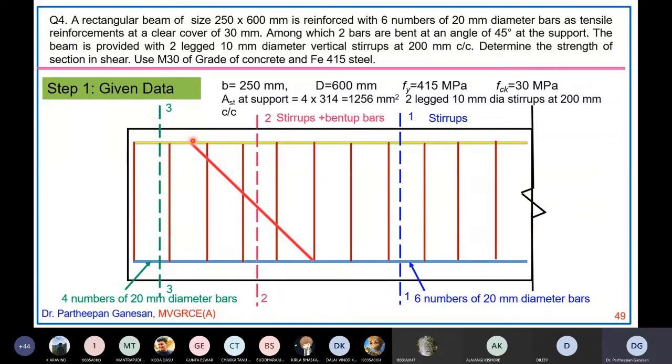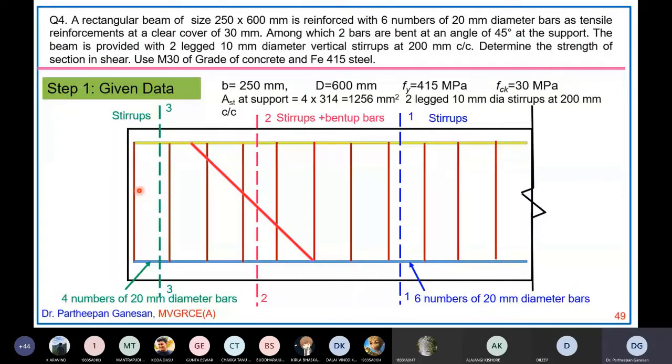So you see, at the top, the bend up bar is only here. It is not here like this. The bend up bar is not like this. So obviously, here also you have only stirrups. There is no bend up bar. Bend up bar here has to be provided like this. Normally that is not done.